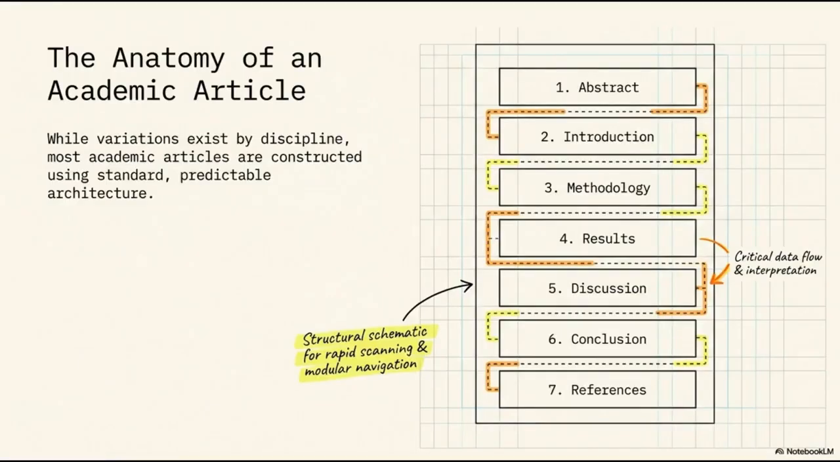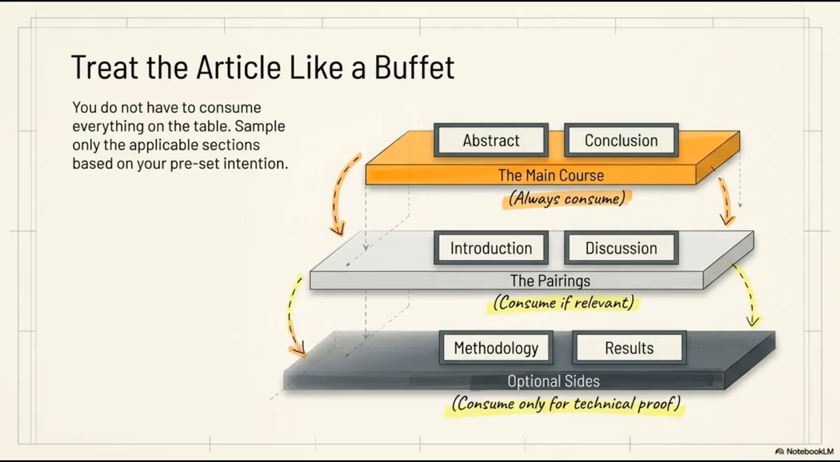Academic articles are generally organized in sections, though those sections may change with the discipline. But most will be organized like this: abstract, introduction, methodology, results, discussion, conclusion, and references. Here's where the buffet style of reading comes in. You wouldn't eat everything set out in a buffet. You would pick and choose. So now you are going to sample different sections of the paper to become an effective, efficient reader.